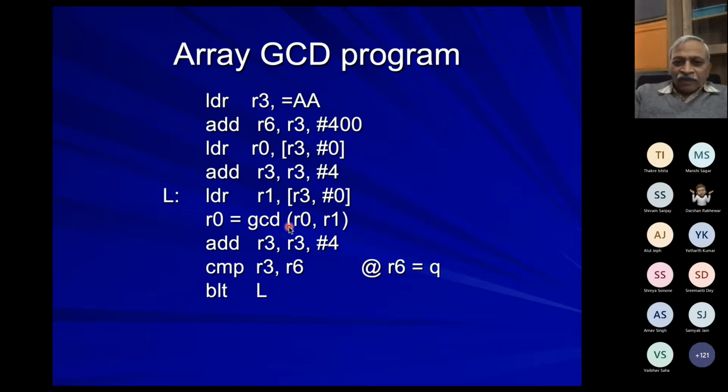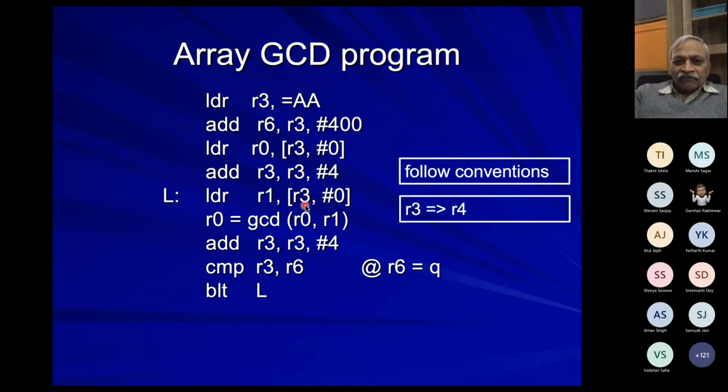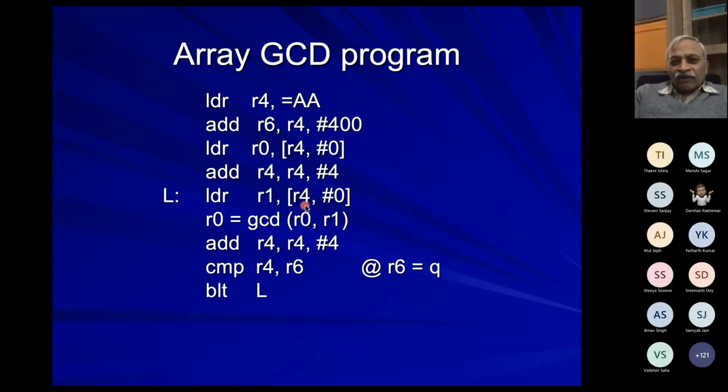Now, at this point, we don't know what GCD is going to do, how many registers it is going to use, what it is going to do with R3. So let's not use R3. We replace it with R4. And now we are safe. If GCD has to use R4 also, it will have to take care of preserving it and restoring it. So we don't need to worry about it. We can safely write the program in this manner.